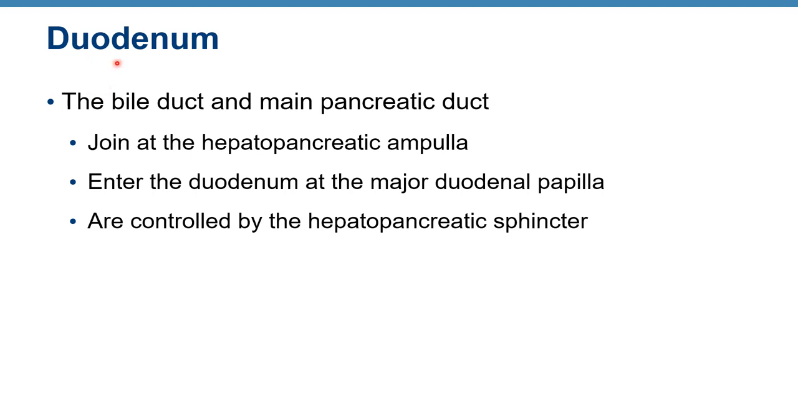In the duodenum, you find the bile duct and the main pancreatic duct that bring their products from the liver, gallbladder, and pancreas to the duodenum. These ducts join at the hepatopancreatic ampulla and enter the duodenum at the major duodenal papilla. These ducts are controlled by the hepatopancreatic sphincter.